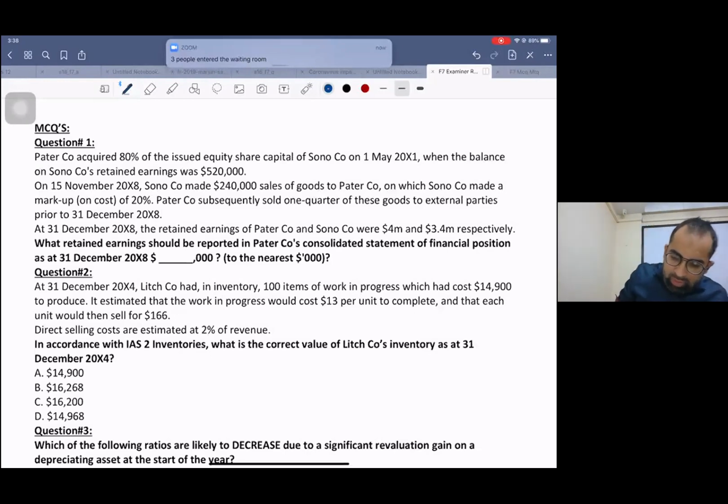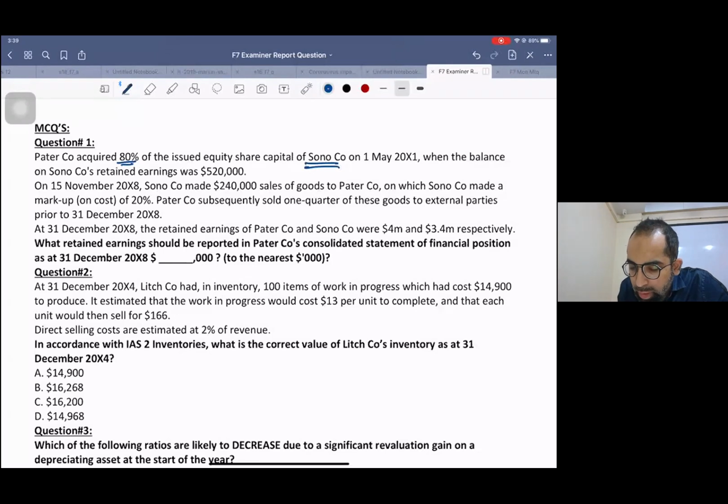Okay, so this is the first question of your examiner report. Peter Company, this is related to consolidation. The first question is related to consolidation. Peter Company acquired 80%. The first thing is the holding percentage of the issued share capital of Sono Company on 1st May X1.